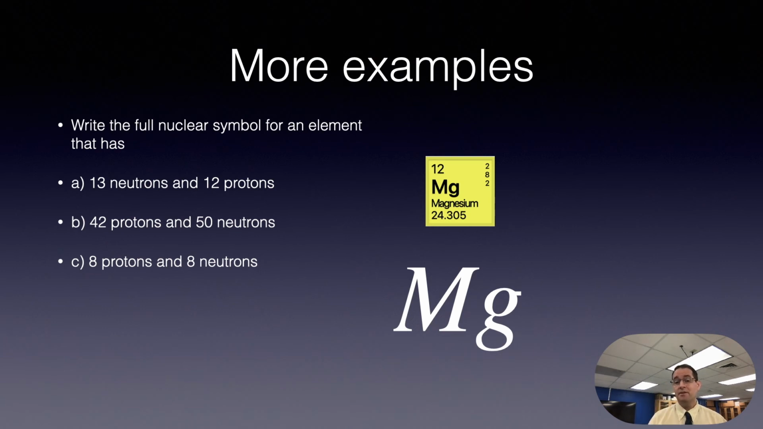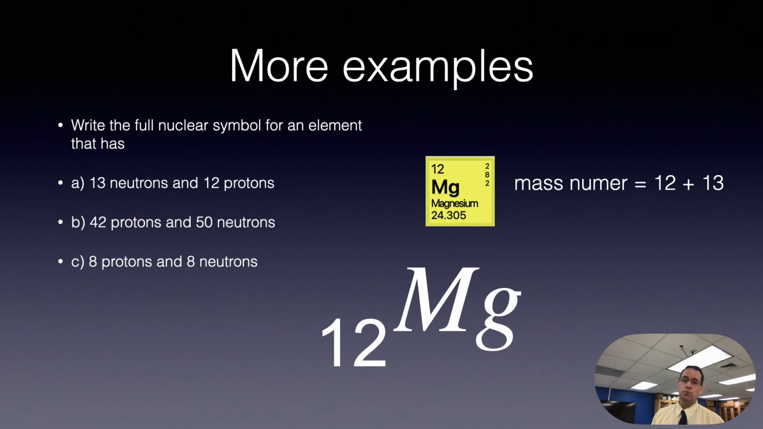Now, it's element number 12, so remember that the atomic number, which represents the number of protons, is on the bottom of this symbol, okay? So we got the 12. Now we need to figure out what is the mass number. The mass number is equal to the total number of protons plus neutrons, so 12 plus 13 is 25. That's our full, complete nuclear symbol for magnesium-25.